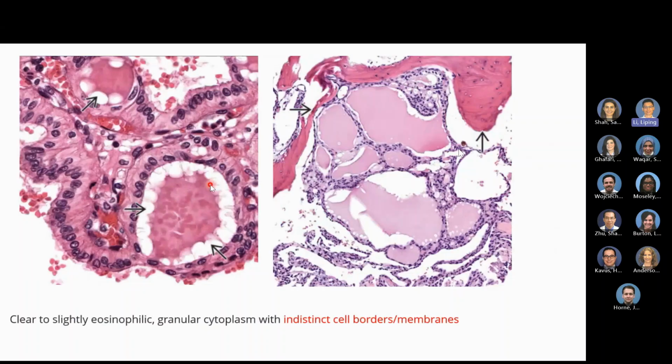Sometimes they can mimic a thyroid gland structure, especially since they can secrete this kind of colloid-like material and also this scalloped vacuole, just like a thyroid gland. But sometimes the cells may also form what looks like a nuclear groove, but the cell border is indistinct. That means you could not tell where one cell ends, and the cytoplasm is all mixed together, eosinophilic and granular. So this indistinct cell border is a helpful feature for the cytology.